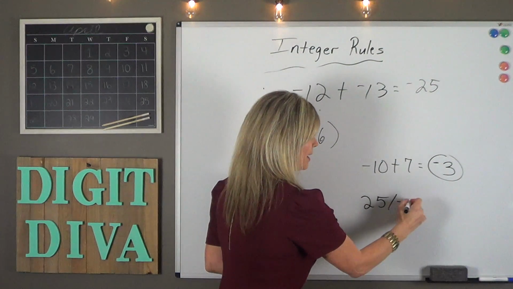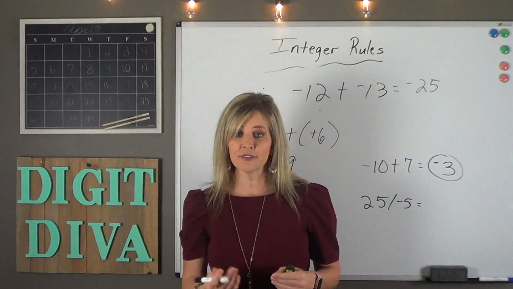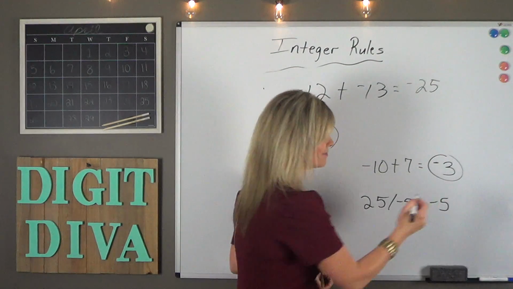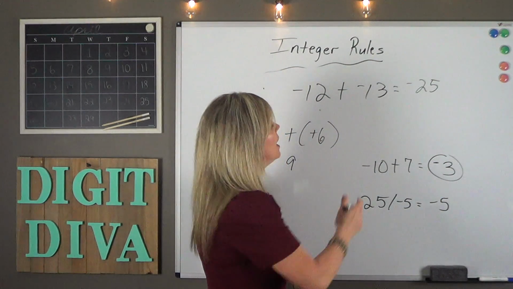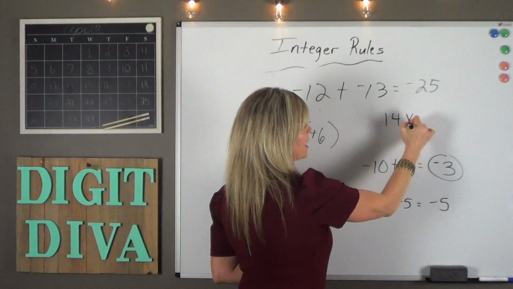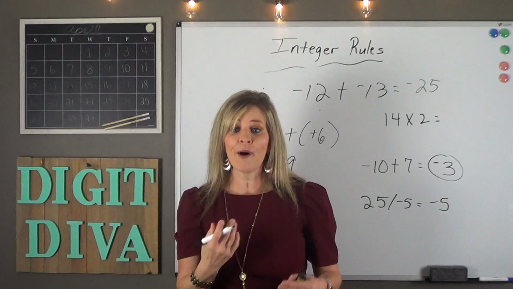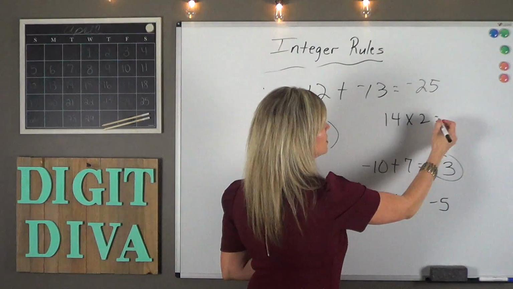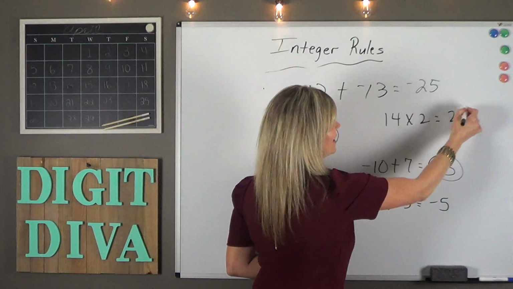25 divided by a negative 5. The signs are different and I'm dividing. The answer is going to be negative. Okay? Let's do a multiplication. How about 14 times 2? Well, they're both positive integers, so my answer is going to be positive. 14 times 2 would simply be 28.